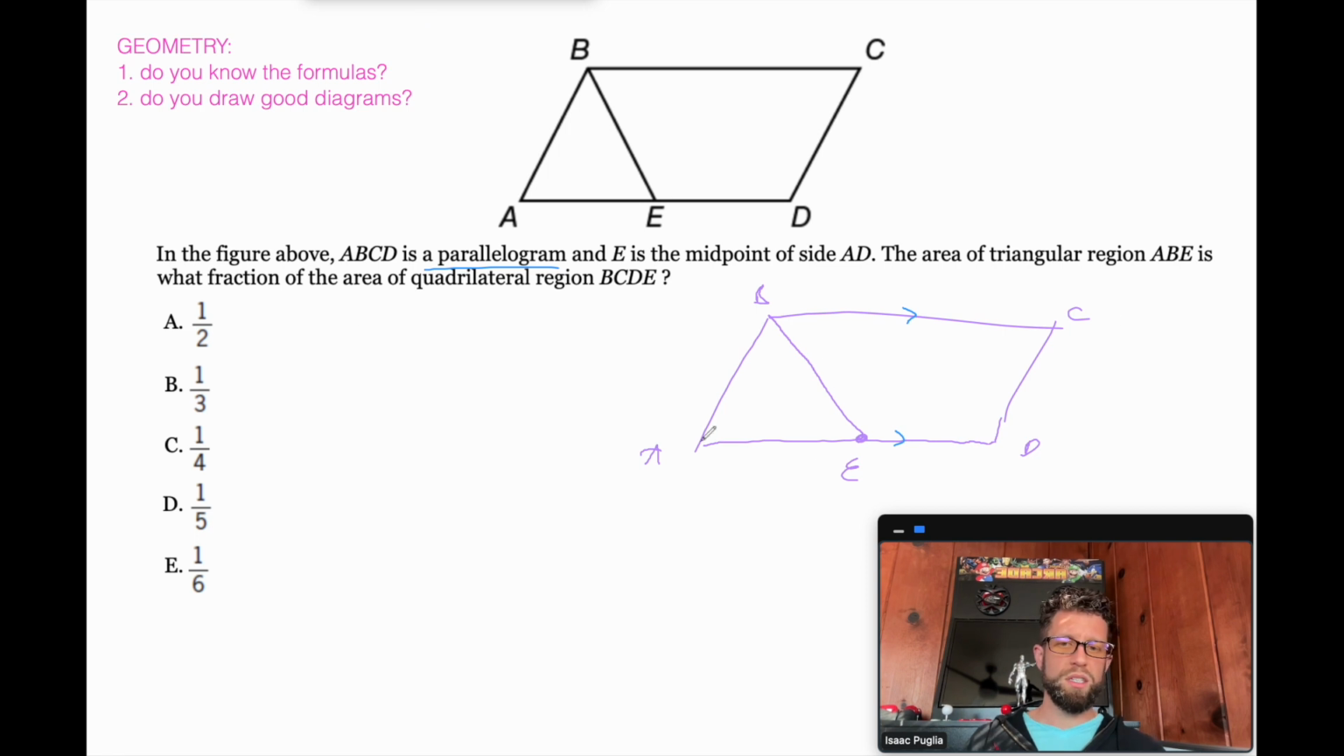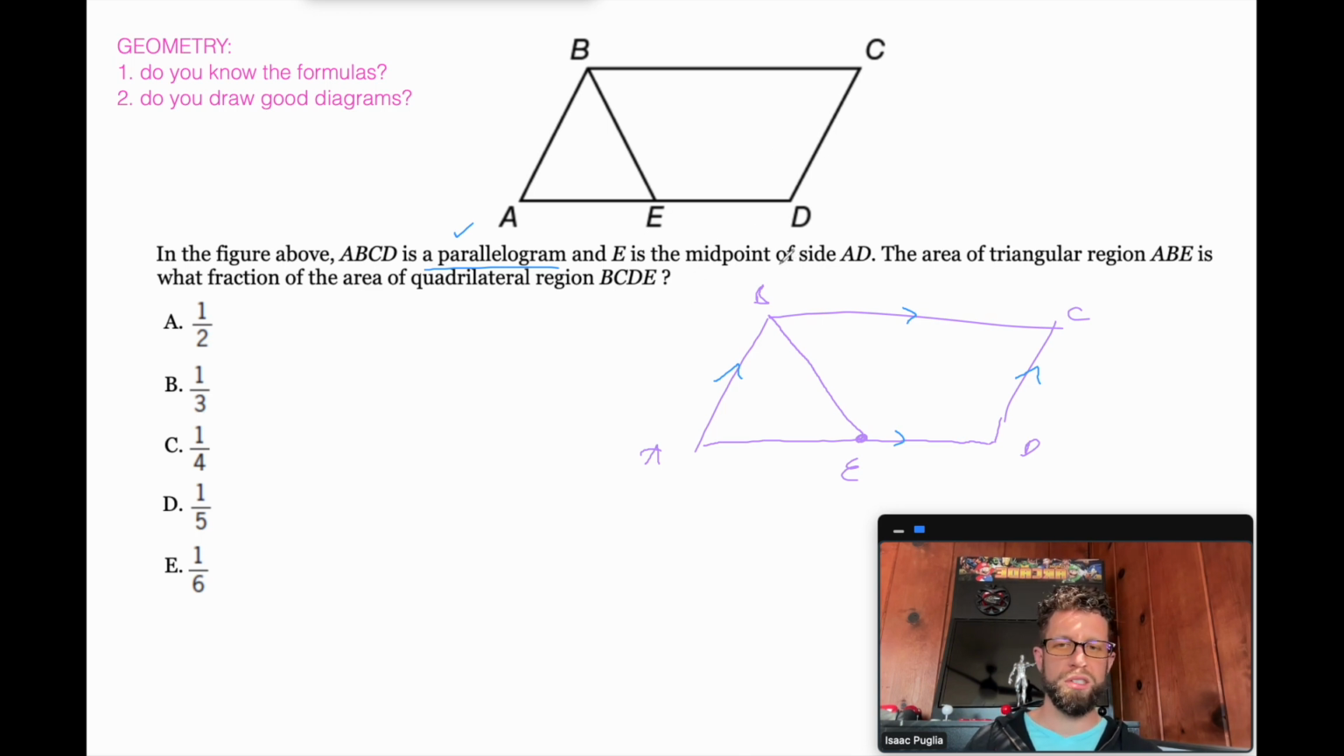Okay, so BC is going to be parallel to AD. Parallel means they never intersect, and AB is going to be parallel to DC. All right, that's nice to know. I am sure I'm going to need that, but that's not like ringing any bells or giving me any penetrating insight into this question.